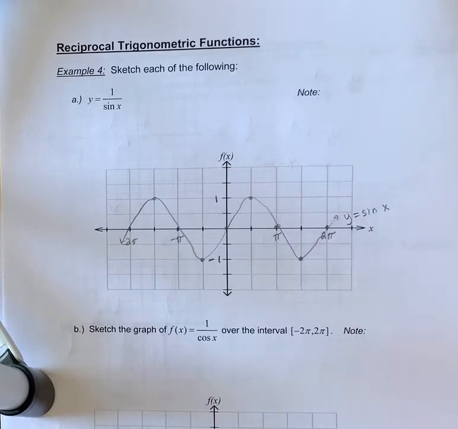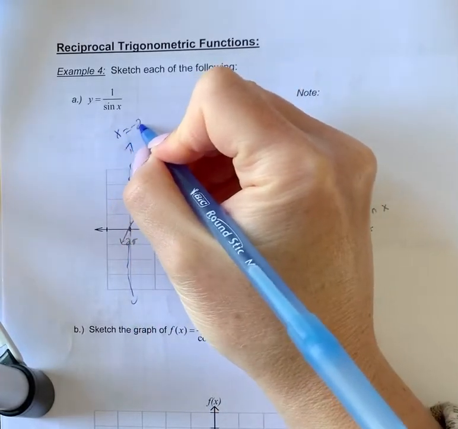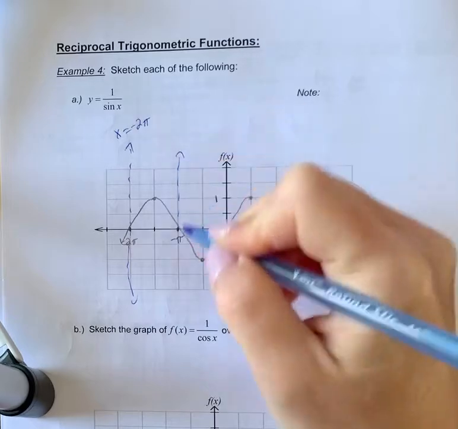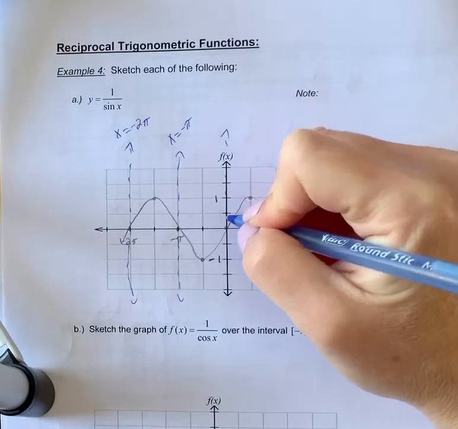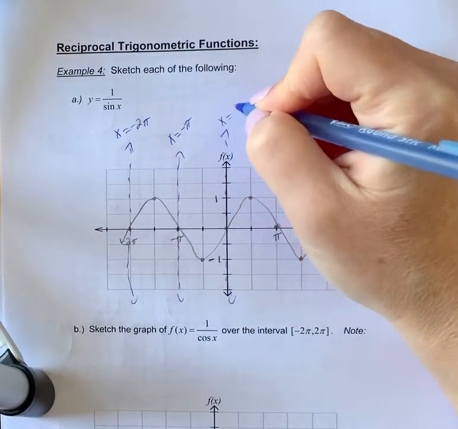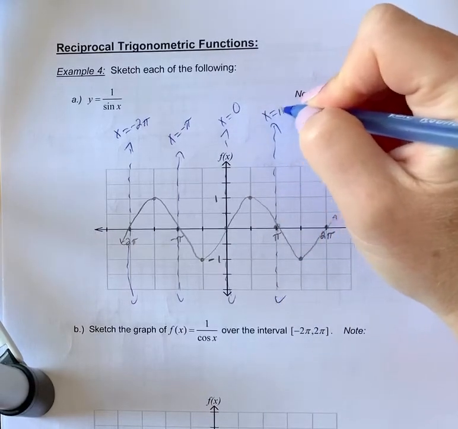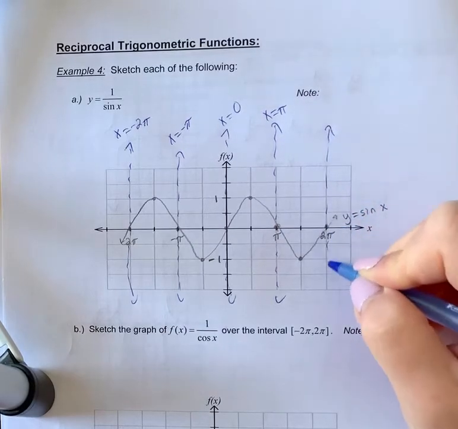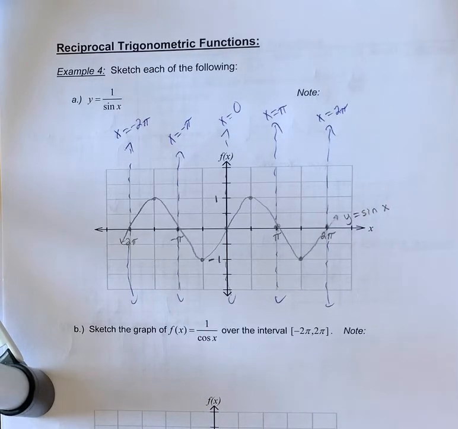Now, let's apply what we know about reciprocal functions. The x-intercepts have to become asymptotes. So you've got an asymptote here at x equals negative 2 pi. You've got an asymptote at x equals negative pi. You've got an asymptote at x equals 0. So you've got several asymptotes now. Every x-intercept becomes an asymptote. We don't always label them on these graphs because of how many asymptotes there are, but it's still a good idea if you want to.